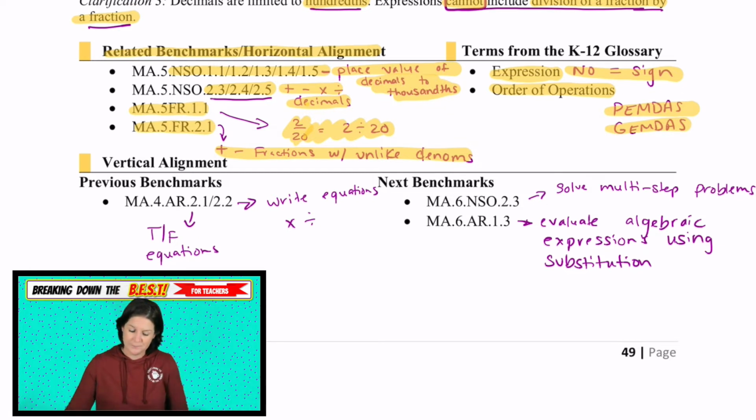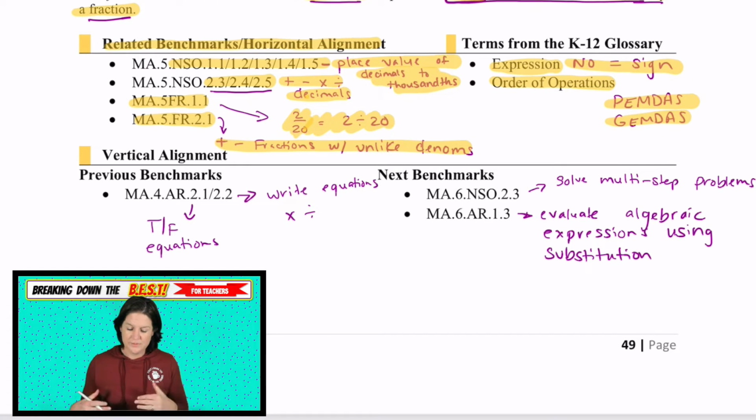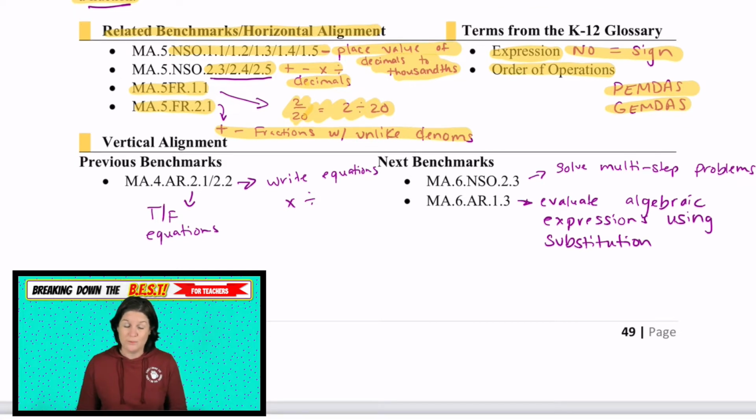Some people refer to it as GEMDAS, where the G stands for grouping. So that includes parentheses and brackets and other kinds of grouping symbols there. But the only symbol that I've seen being represented is the parentheses. So that could change, I don't know, but right now that's what we're focusing on.